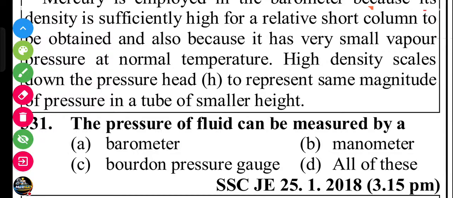Next question, friends. The pressure of a fluid can be measured by barometer, manometer, Bourdon pressure gauge, all of these above. All of these.